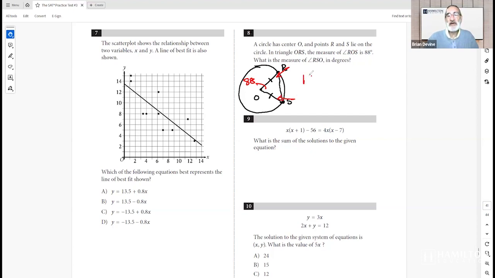So if I take 180, the sum of all three angles in a triangle, I take out 88 and I divide it by 2, I should get the measure of both of those angles, which is going to be 46. So both RSO and SRO have the same measure, and it's 46.